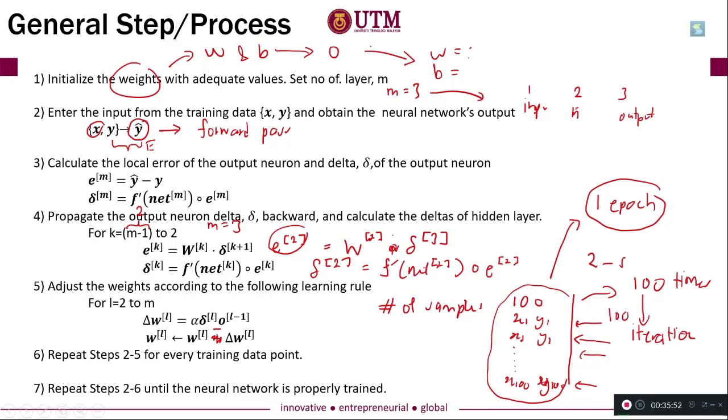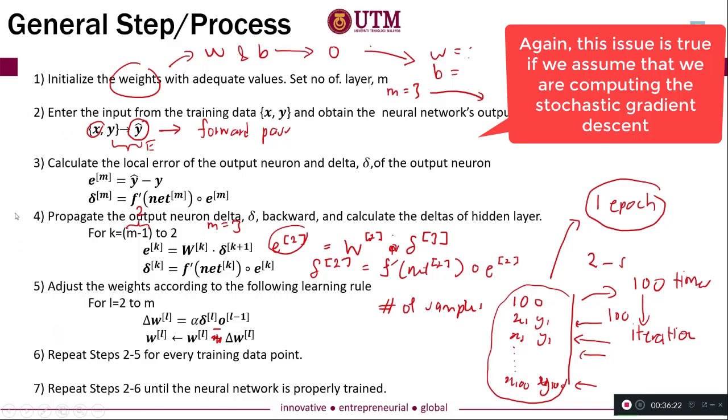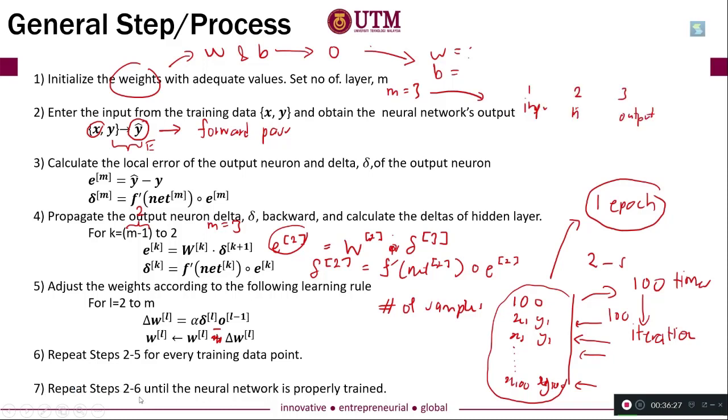Okay, so that means if you apply this and repeat step 2 to step 5, in each iteration you update the W. That is, you have updated 100 times, because you are repeating from step 2 to step 5. And then once you finish that, you can see that at step 7, repeat step 2 to step 6 until the network is properly trained.